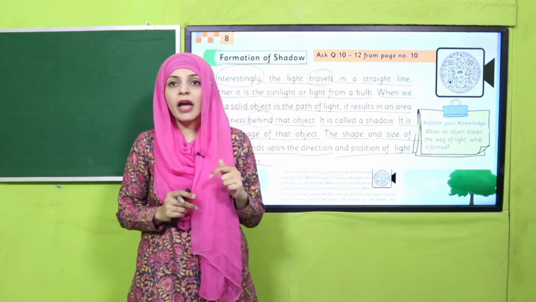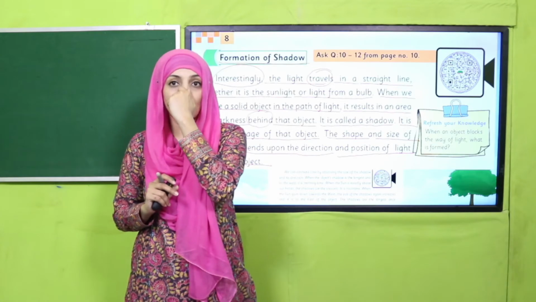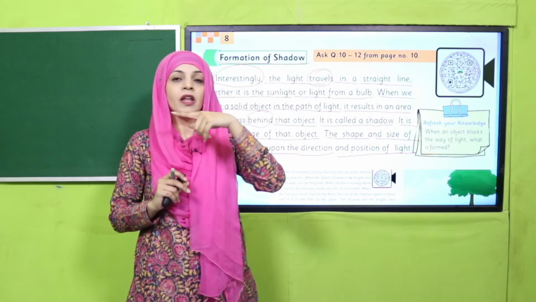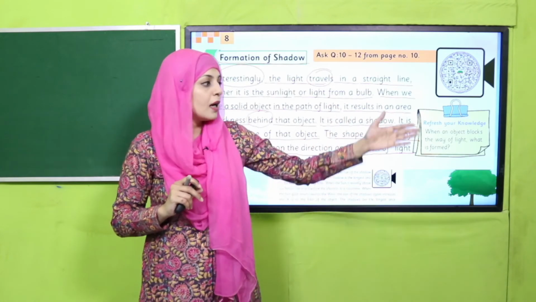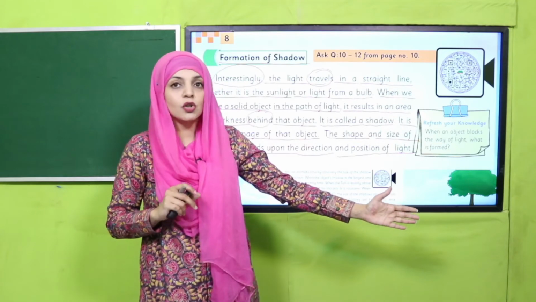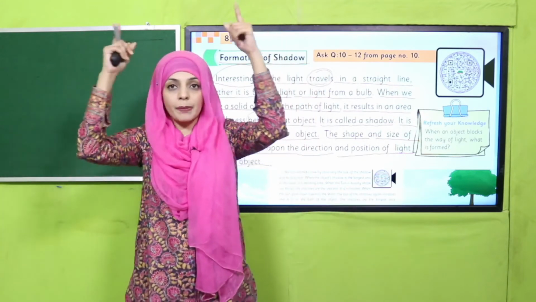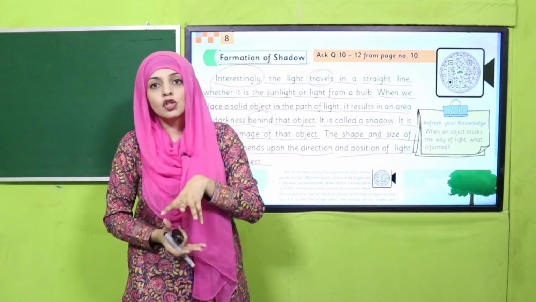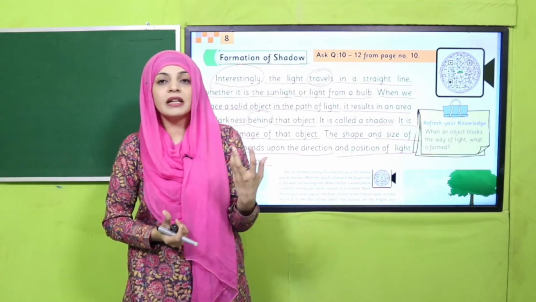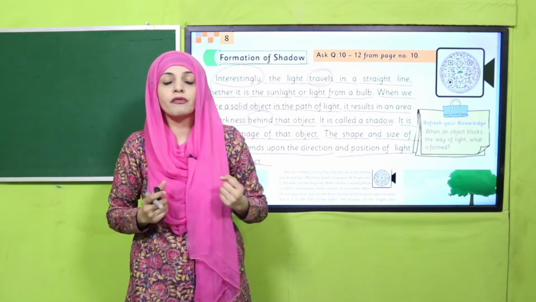Now the shadow changes with the position of the light. If the light is on the right side, far away, or low, your shadows will be long. If the light is at your top, shadows will be shorter. So position of light affects the shape and size of the shadows.